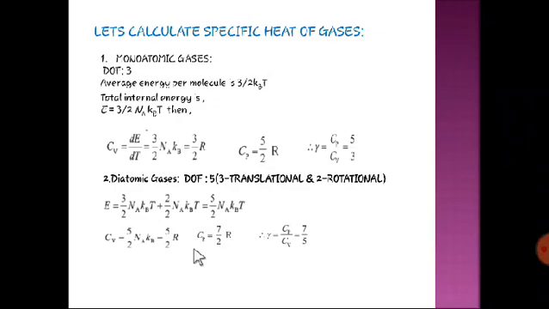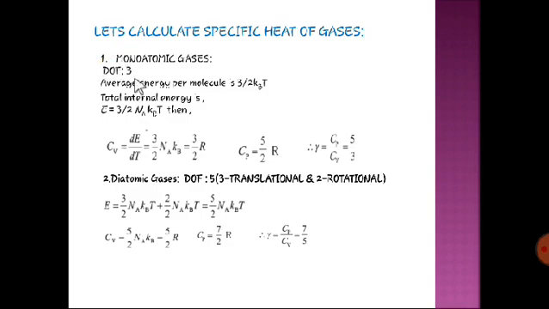Now what we are going to do is calculate the specific heat capacities for monoatomic, diatomic and polyatomic gases. For that, we have to know what degrees of freedom are and how many degrees of freedom there are, and in the case of motion also, that we have seen yesterday. So let's calculate the specific heat of gases.